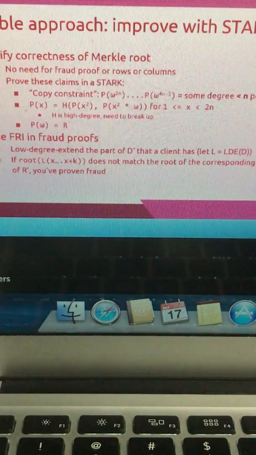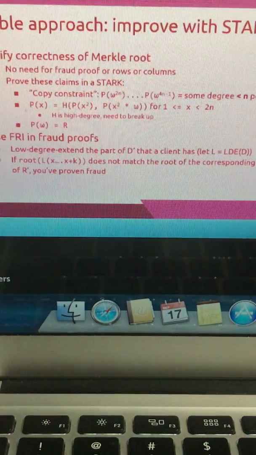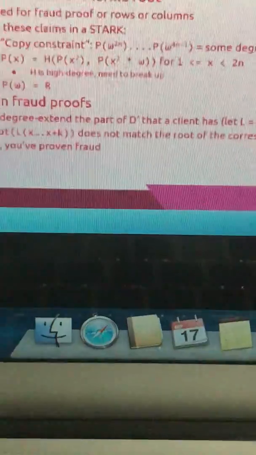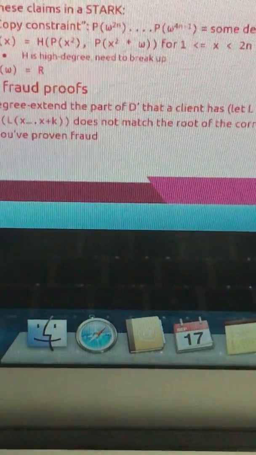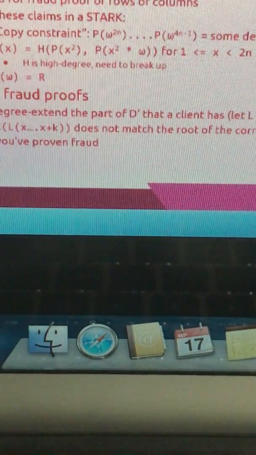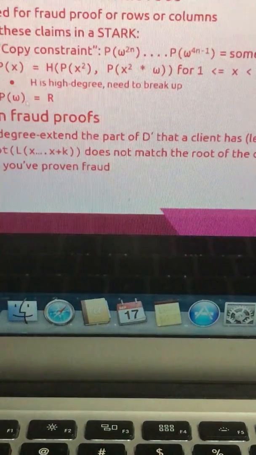that these particular pieces of data represent a polynomial of degree less than n, so it means it's an actual low degree extension. And then we're going to verify every other leaf or node in the Merkle tree by showing p of x is the hash of p of x squared and p of x squared times w. So every parent is the hash of its two children. You can't shove this in a constraint directly because they're high degree. You need to break it up a bit, and then you check that the root actually is R.